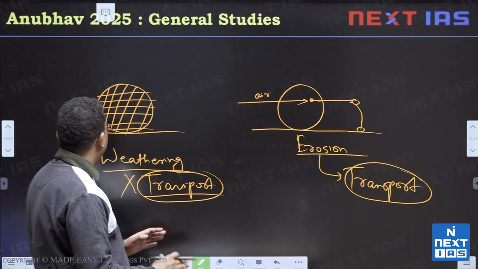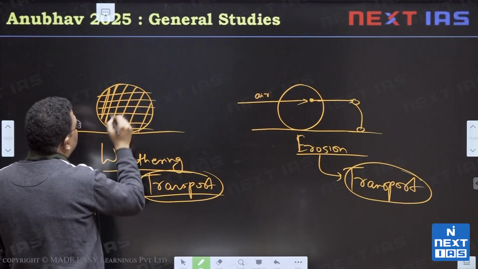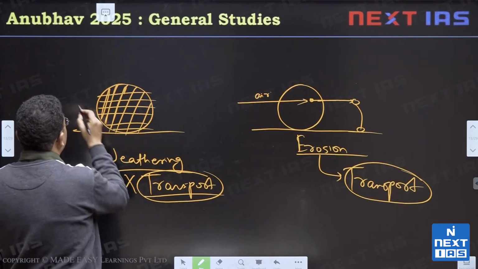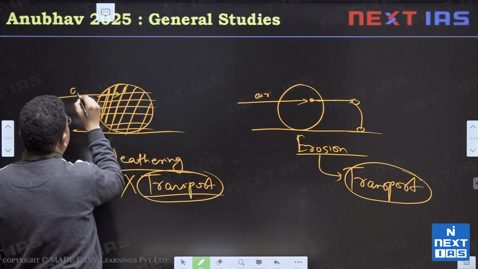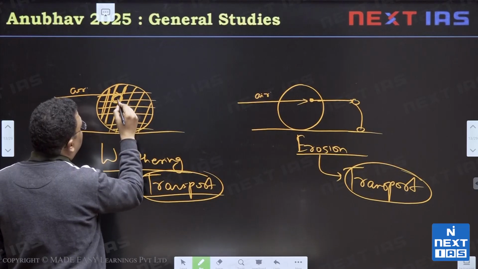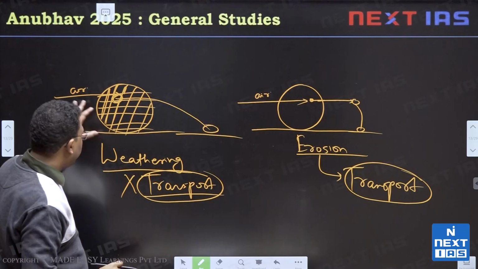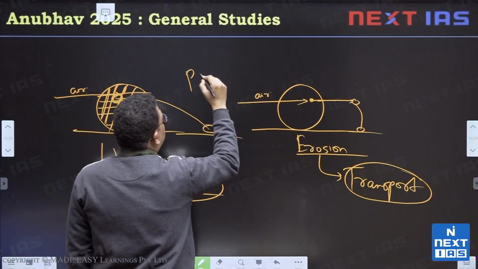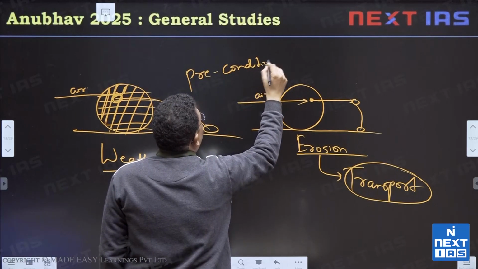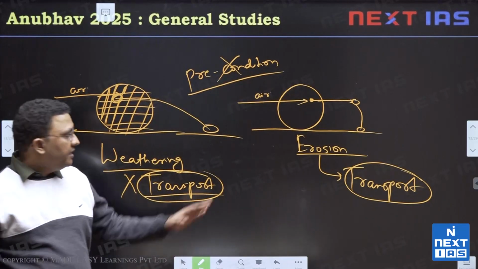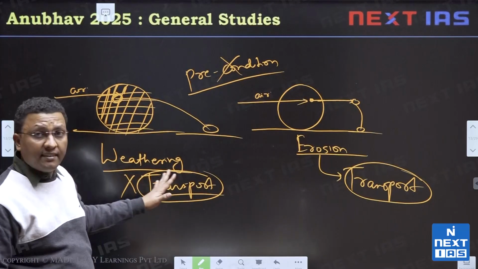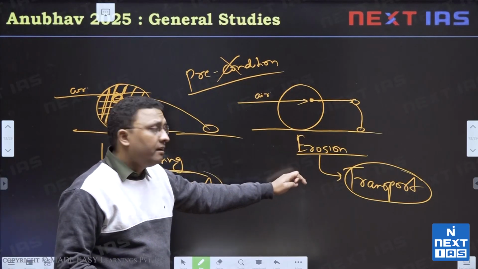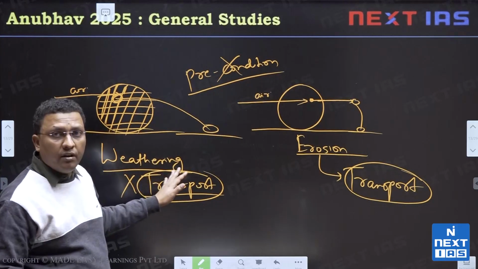Now it's common sense to think that once the rock is weathered, loosened into smaller particles, it will be easier for moving agents such as air and water to pick the fragmented parts and move them away. So weathering can help in the process of erosion. But it is not a precondition. Precondition means erosion cannot take place until weathering has taken place. This is not correct. If weathering has taken place, it will help in the process of erosion, but erosion can occur independently of weathering.